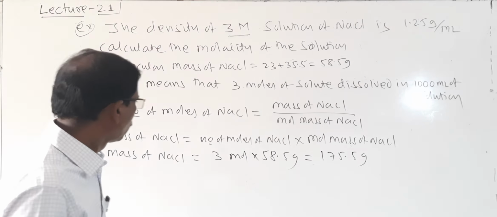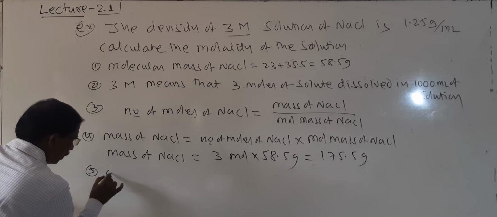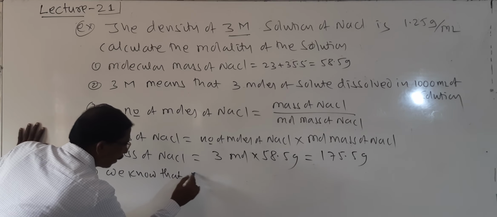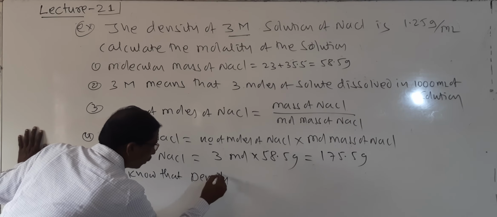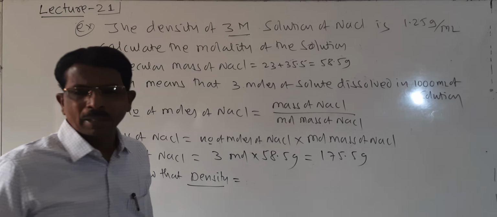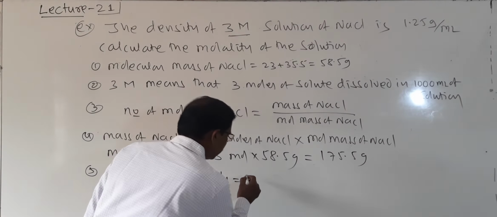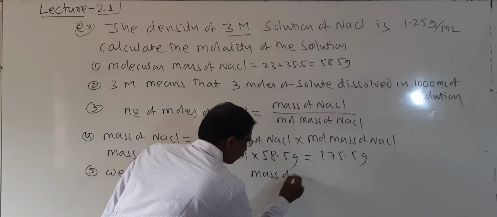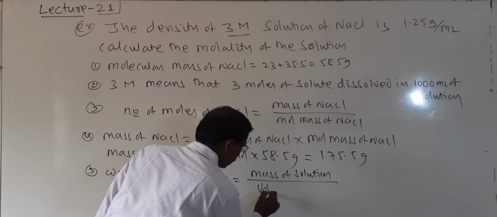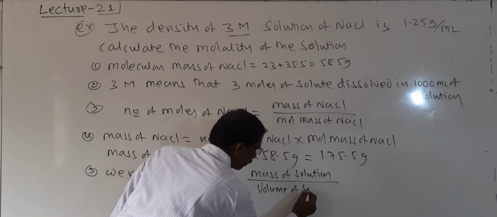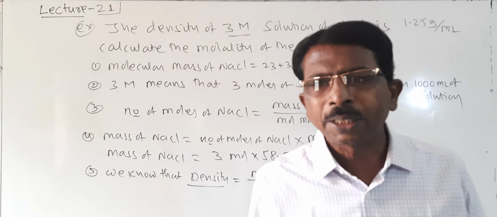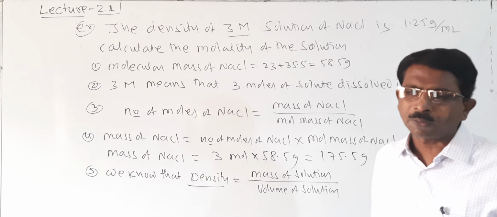So we know that density is equal to mass of solution divided by volume of solution. Density is equal to mass of solution divided by volume of solution.